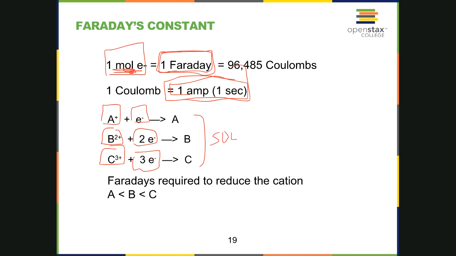They no longer have a charge. And so the relationship would go like that. B would be more than A, and C would be more than B. So if you know the charge, you can say something about how much electricity would be required, how many Faradays would be required.